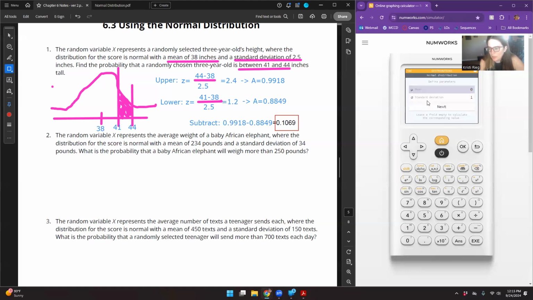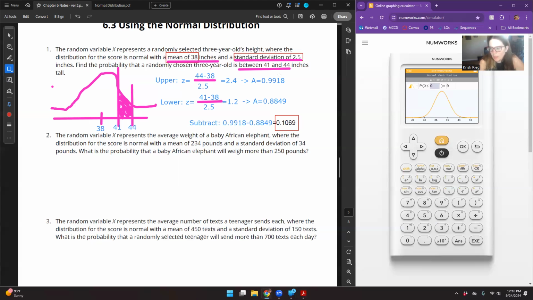And it asks us for mu and sigma. Again, in the last video, every time mu and sigma were 0 and 1. But now you can see that mu was 38. The mean was 38. Here's my mu. And then my sigma was 2.5. So I come over here, I type my mu is 38, execute. My sigma is 2.5, execute, and then go to next.